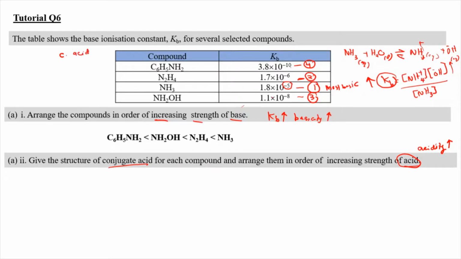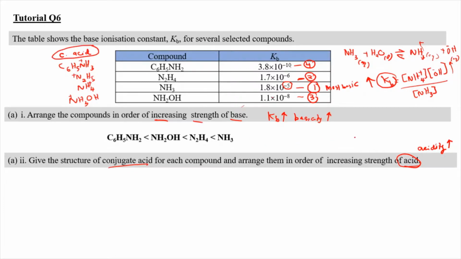acid pair. Okay, so this one is the base. When it receives a proton, it's going to become C6H5NH3 plus. And then we're going to have N2H5 plus. And then we're going to have our NH4 plus. And then we're going to have our NH3OH plus. Okay, and here are the conjugate acids.